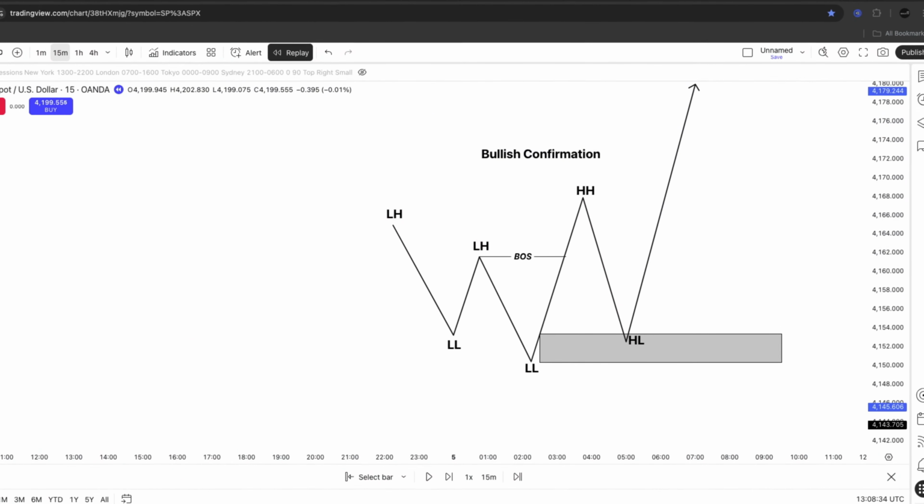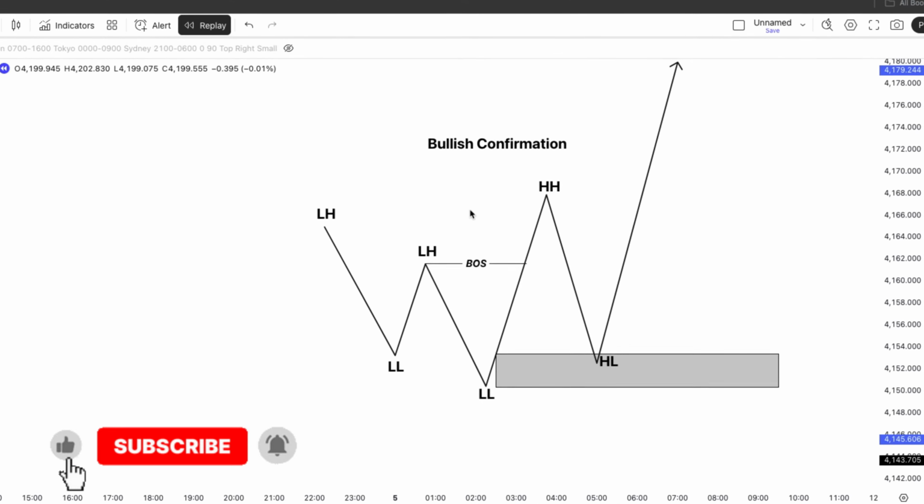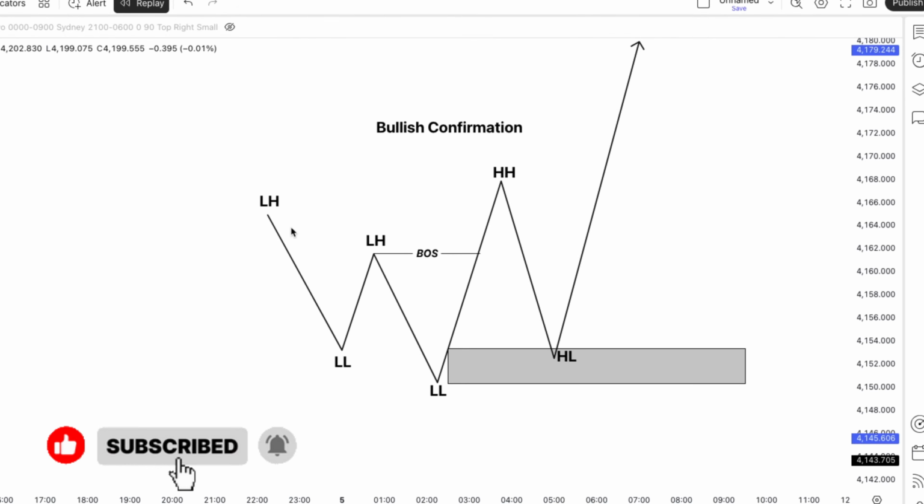First and foremost, we have to look at this bullish confirmation. The first thing that we can see here is that the market has been dropping, going down. Don't worry, I'll show you the real chart examples of these trades. The first thing that you're going to look at is the market that has been consistently breaking lower lows, going to the lower side, which means the market has been in a consistent downtrend.